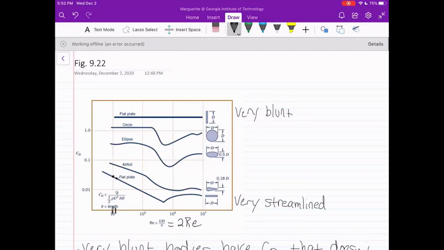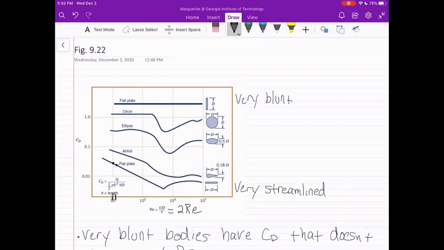Any questions about that before I go back? Y'all can still see my screen, right? Yeah, we can see it. Okay, good. I always get scared when it says working offline. Any questions about that?